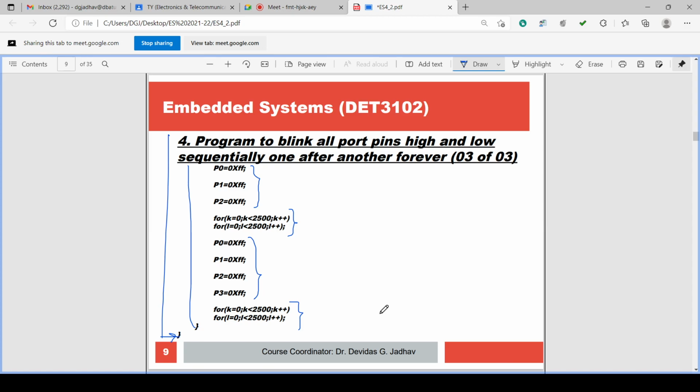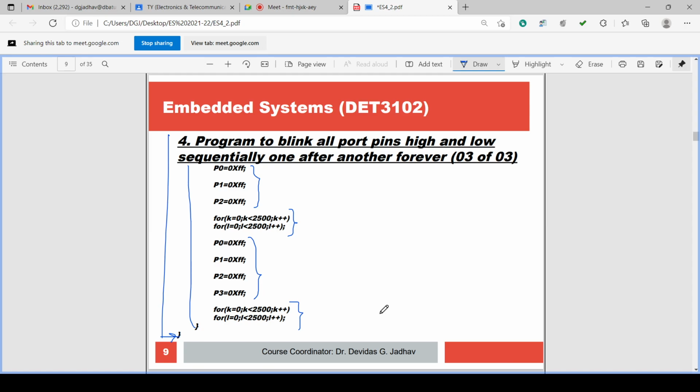So all are 0, then only port 1 is made high, the remaining 3 are 0, delay is given. Then port 0 and port 1 both are made high, 2 and 3 are low, delay is given. Then port 0, 1, 2 are made high, port 3 is 0. Then all four ports are made high, delay is given. Again all are made 0.